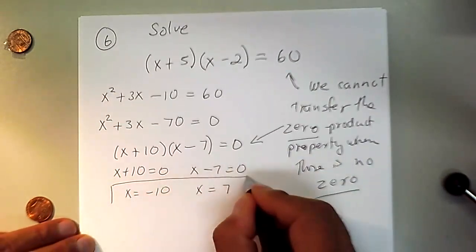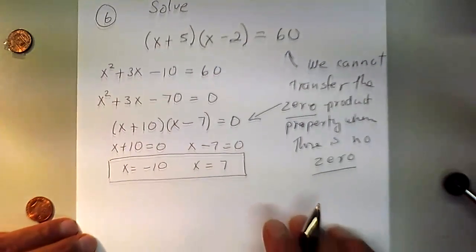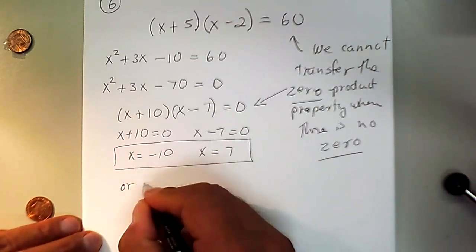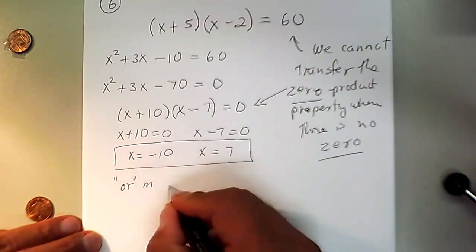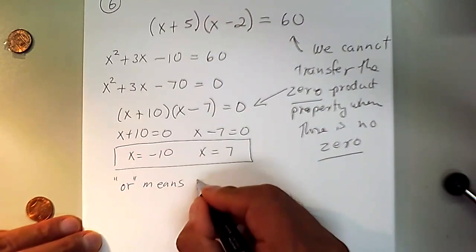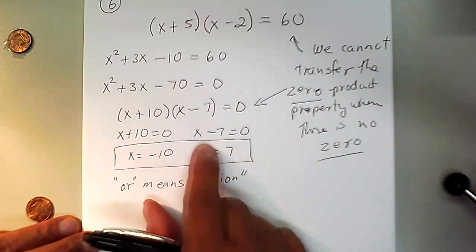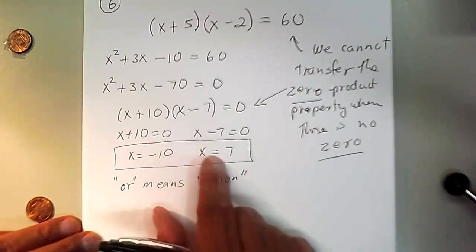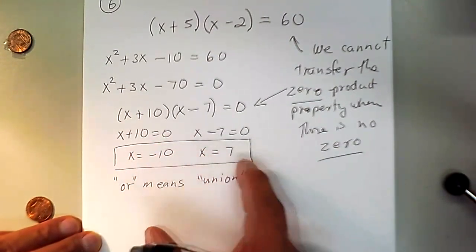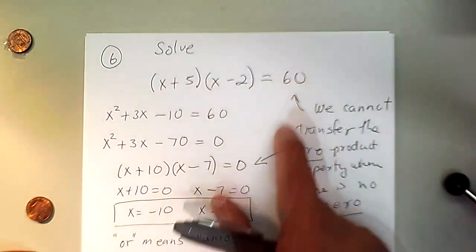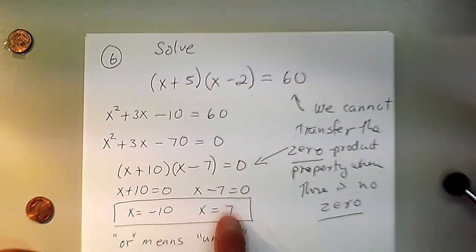Now, I keep saying "or." Remember that "or" in mathematics means union. So we are saying that this union of those two, as in sets, is the solution set to this equation. Now, it's not a bad idea to plug in at least one number to make sure we're good.